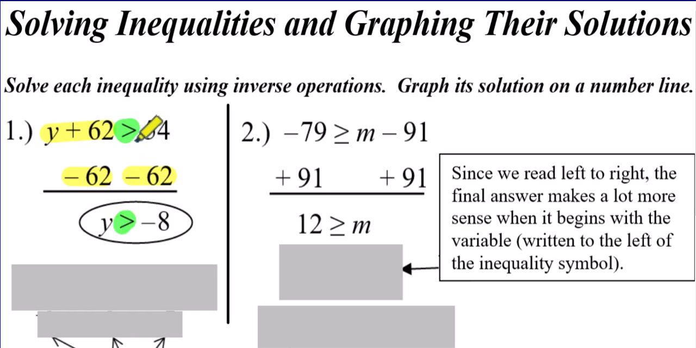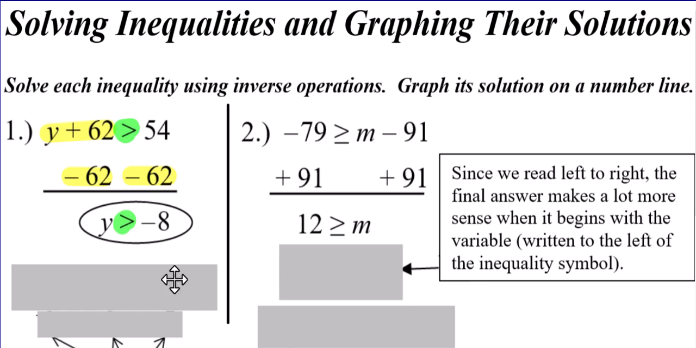I know this is a greater than symbol. Remember the trick I taught you guys? If it doesn't match an L, a rotated L, then it is not less than. So this is the greater than symbol. And so 54 take away 62 is negative 8, and we get y is greater than negative 8.